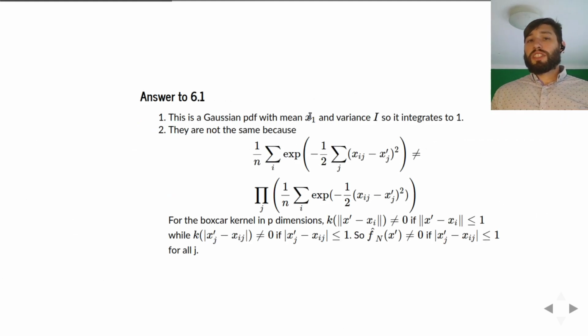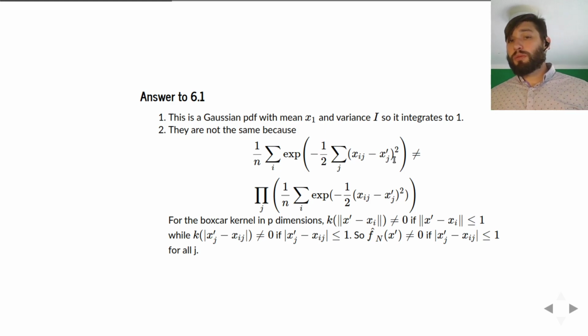So like I said before, this is a Gaussian PDF with mean x1 and variance I, so it integrates to 1 for part 1. Part 2, they're not the same. So if we just look at what happens if we form the kernel density estimate, and I'm just going to ignore the constant factor in the kernel. So we have this 1 over n, sum over i. This is the average of the kernels evaluated at each data point. So we're talking about what is the density at x prime? Well, we look at each of the j's, compare it to the j-th coordinate of xi, square this difference, and then we get this. This is what our multivariate kernel gives us, right? So you have the sum over j of these squared terms for each of the coordinates here.